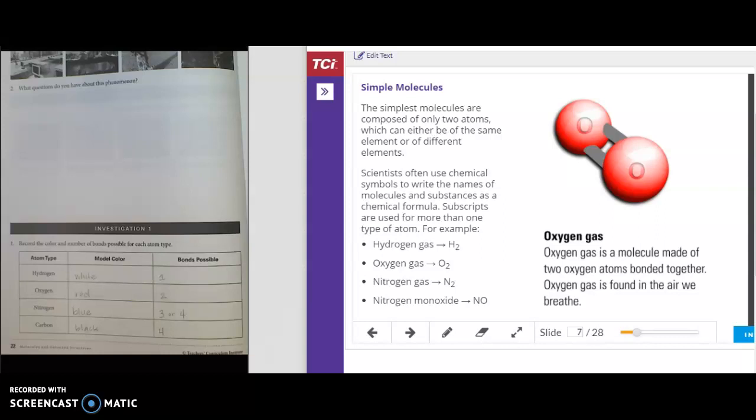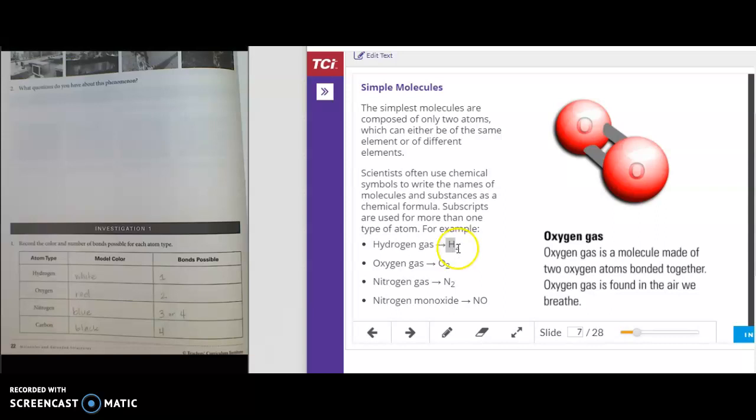Subscripts are used for when we have more than one type of atom that's in that chemical formula or that molecule. So for example, hydrogen gas right here is H2. So what I can tell from this chemical formula right here is that I have hydrogen, right? Because that's the chemical symbol for hydrogen. If I were to go onto the periodic table of elements, I would look up the H in order to know that I'm talking about hydrogen, okay?